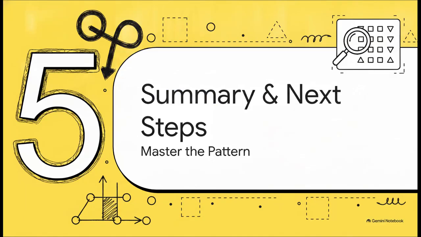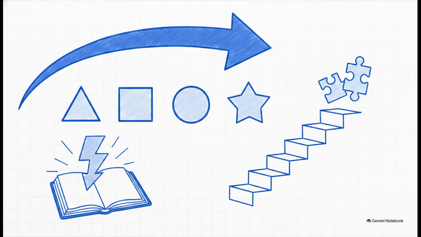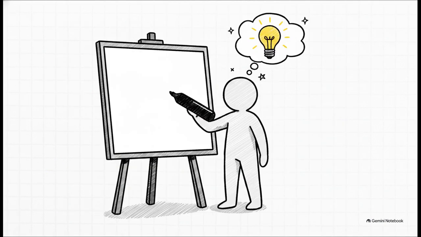Section 5. Summary and Next Steps. Master the pattern. Your core takeaway today is the hash map paradigm. A single pass through the data, using a little extra space for constant time lookups, which dramatically reduces your execution time. Honestly, mastering this exact pattern is your foundation for much harder problems down the road, like 3-sum or subarray sum. So, we optimized a sluggish brute force approach right into an elegant linear time hash map.